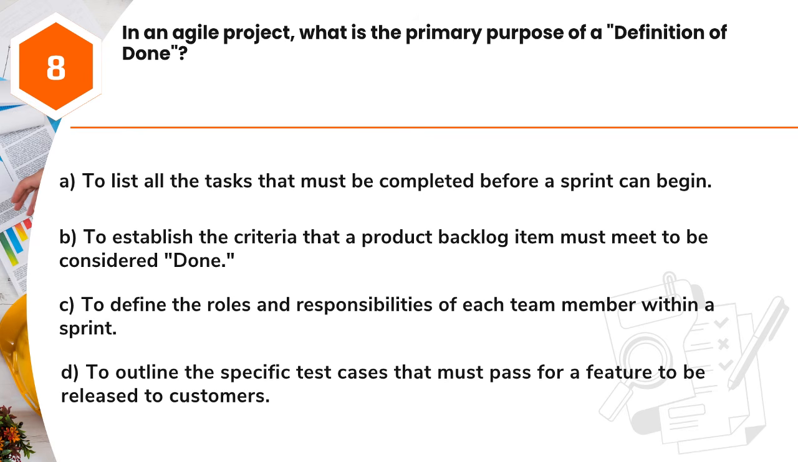Question 8. In an Agile project, what is the primary purpose of a definition of done? A. To list all the tasks that must be completed before a sprint can begin. B. To establish the criteria that a product backlog item must meet to be considered done.